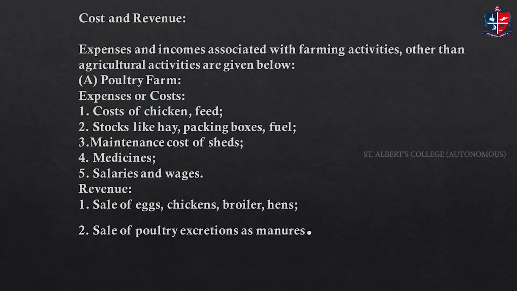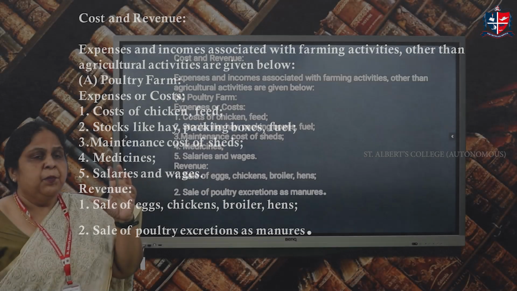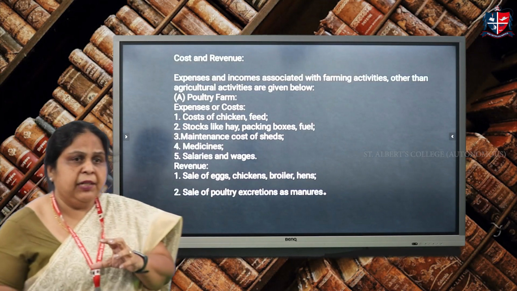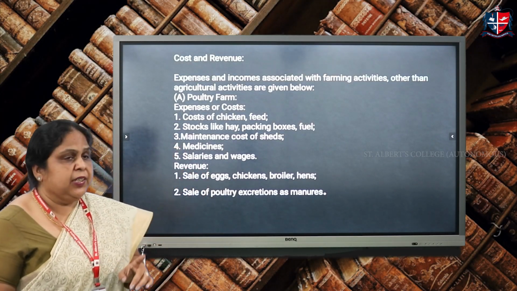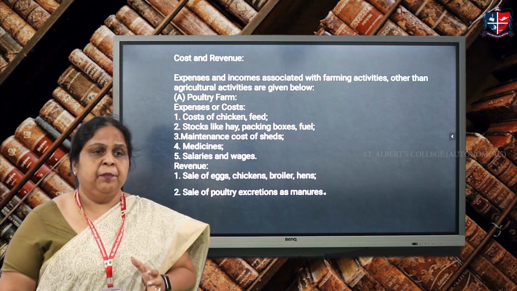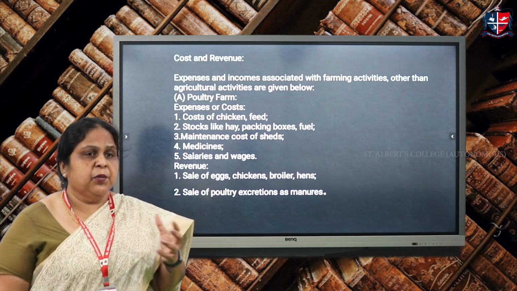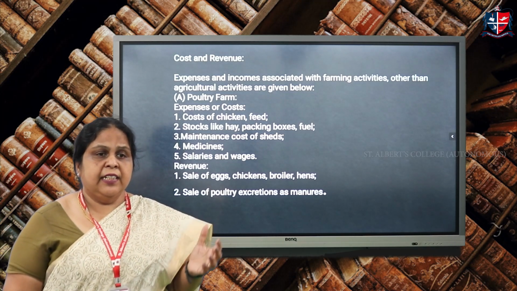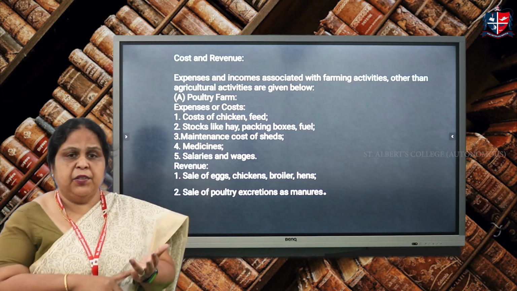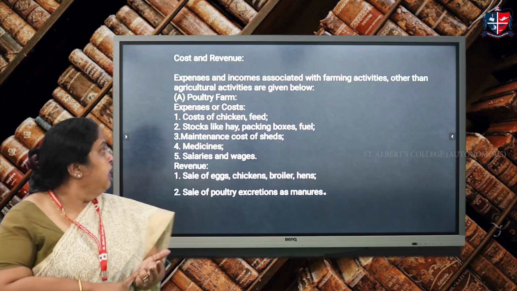Now, here we come across different types of cost and different types of revenue with respect to each type of farming activity. The first one that is given to you is a poultry farm. A poultry farm is where you grow chickens, and from these chickens you either get meat or you get eggs, isn't it?